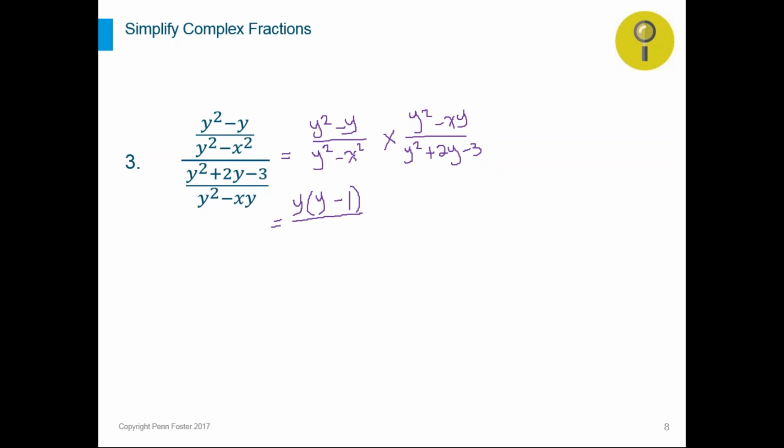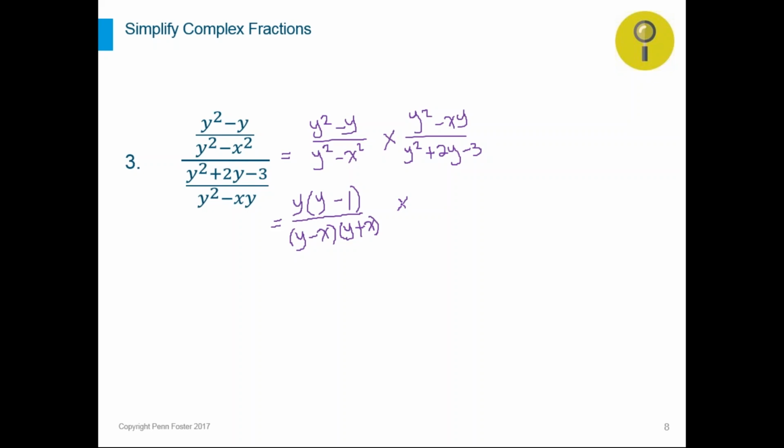This is a binomial, but this is a special binomial. This is a difference of two perfect squares. And if you go back to that unit, you will realize that we factor this a special way as well. We're going to have y minus x and y plus x. That would be the factors for any difference of two perfect squares.